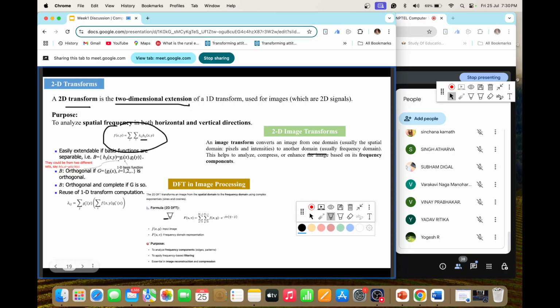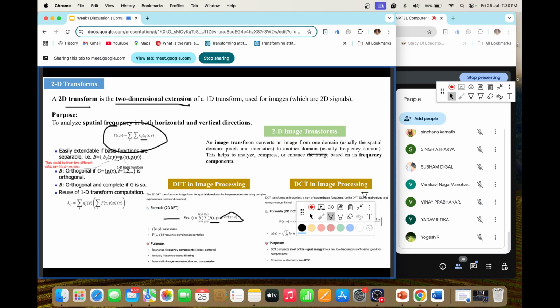Okay, so this is the 2D DFT formula. Same thing, you have one basis, and as our function has two dimensions, x as well as y, we have these two things. Here y goes from 0 to n minus 1, that is the vertical or height axis, and x goes from 0 to m minus 1, that is the width axis. Okay, so this is the formula of 2D DFT. This is the concept, nothing important.